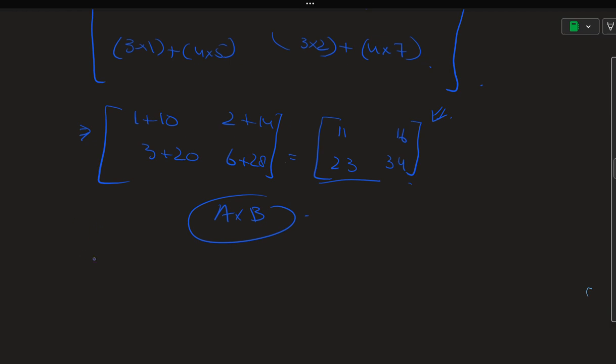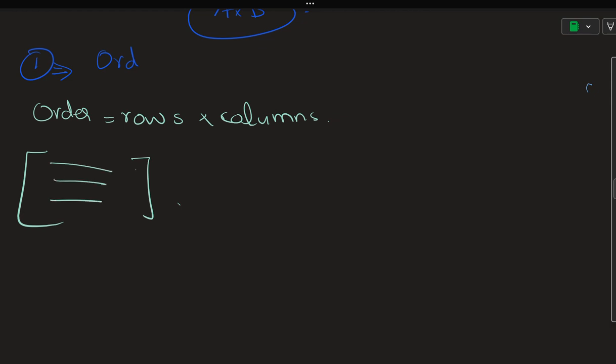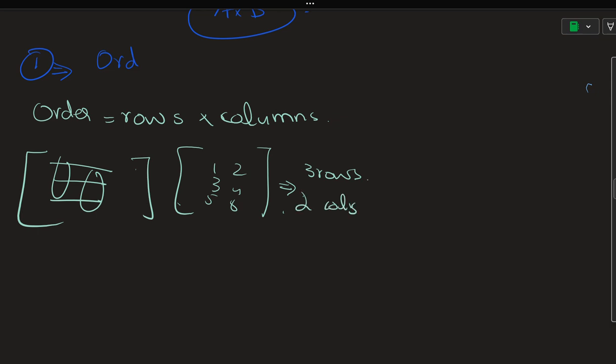In the case of multiplication, we have some criteria. There is something known as the order of a matrix. Order is rows into columns. Suppose you are given a matrix with 3 rows and 2 columns, like 1, 2, 3, 4, 5, 6. This matrix has 3 rows and 2 columns, so the order of the matrix is written as 3 into 2.